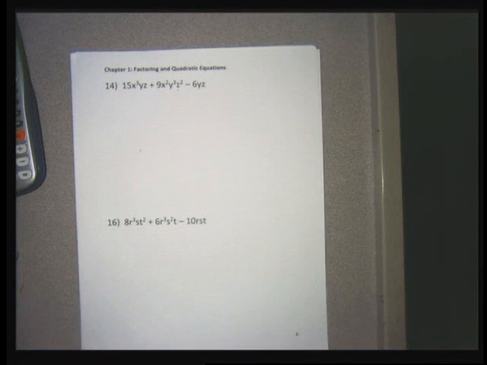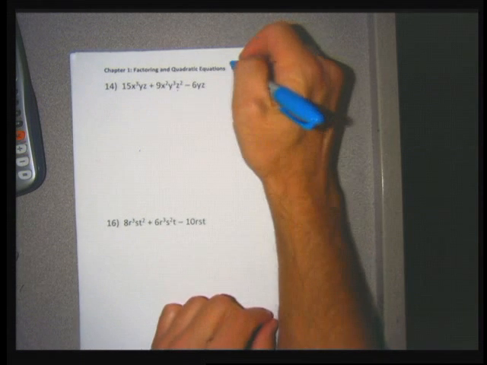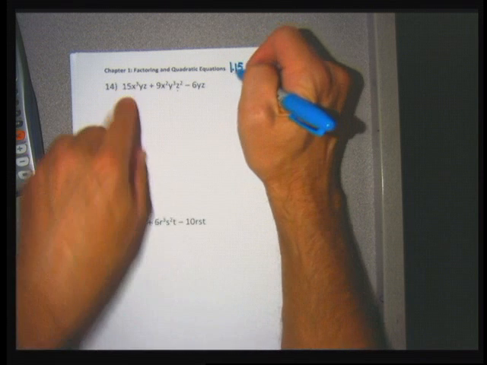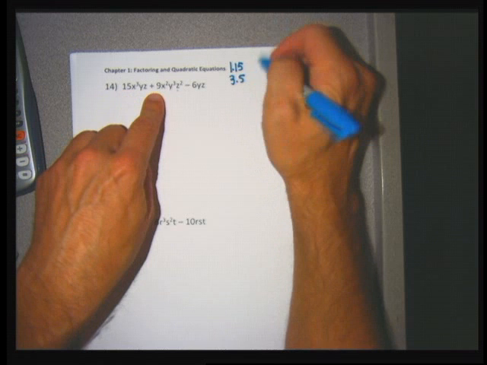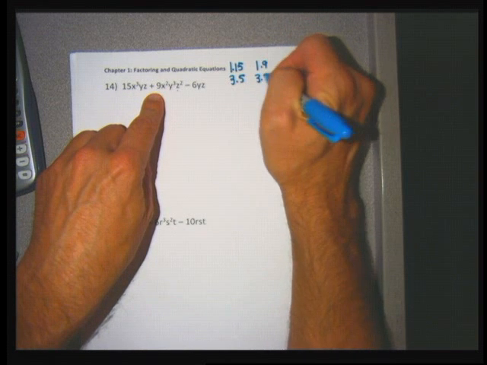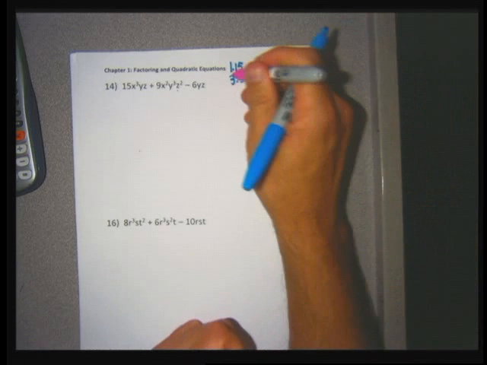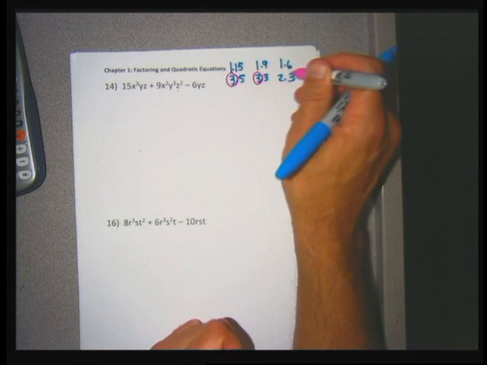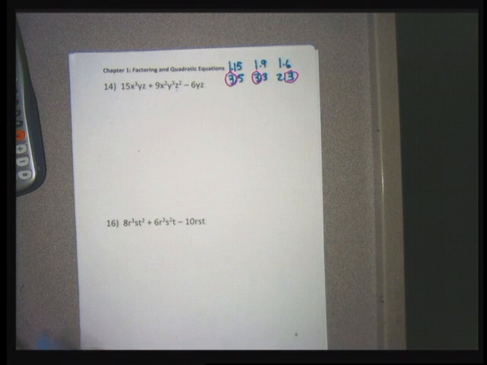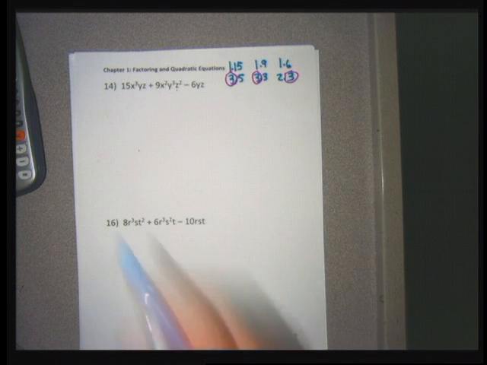To get the number part of the greatest common factor here, if I just can't look at it and know, I could write the factors of 15. 15 would be 1 times 15 and 3 times 5. And I can write the factors of 9, which are 1 and 9, and 3 and 3. And the factors of 6 are 1 and 6, and 2 and 3. Each of the numbers has 3 as a factor. And my number part of my greatest common factor is going to be a 3.